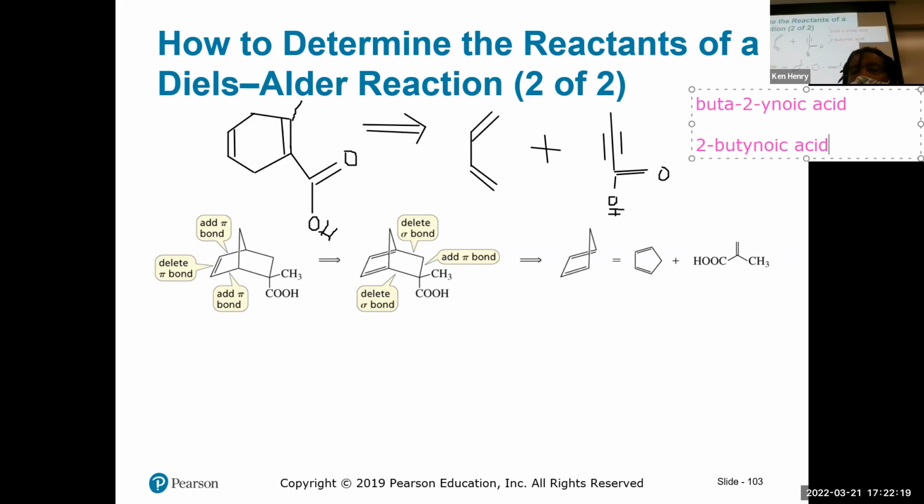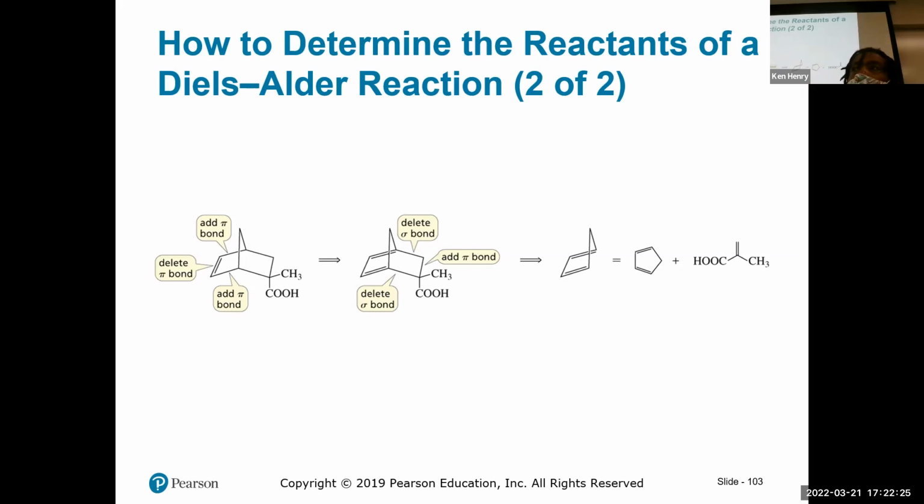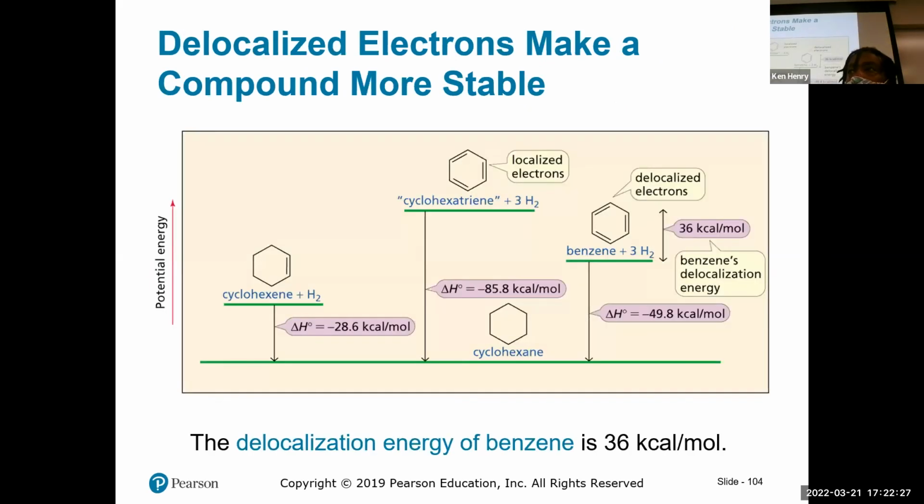Okay, so when we talk about stability, this here is the potential energy. And so when we have delocalized electrons, it's going to make it more stable.